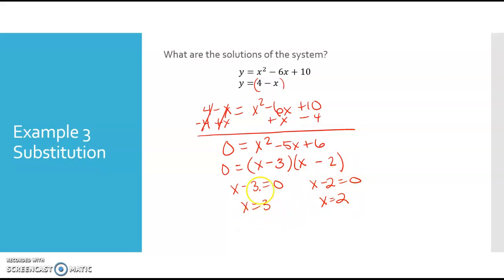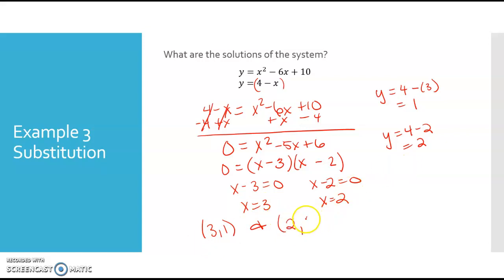Since I have two x values, I'm going to plug them in. Again, the linear function is the easier one to plug into, so we're going to do y equals 4 minus 3, which gives us 1, and then y equals 4 minus 2, which gives us 2. So our first point is when x is 3, y is 1, and our second point is when x is 2, y is 2. Those are two answers for this solution. If there was only one answer, we'd only end up with one x value. If there were no answers, we would end up with something that didn't make sense and we couldn't solve.